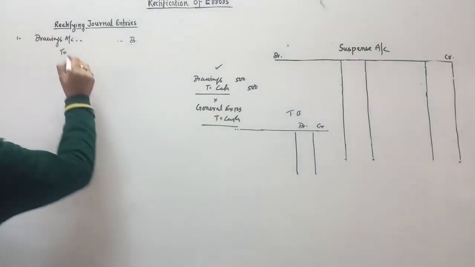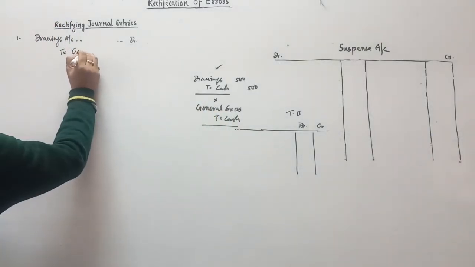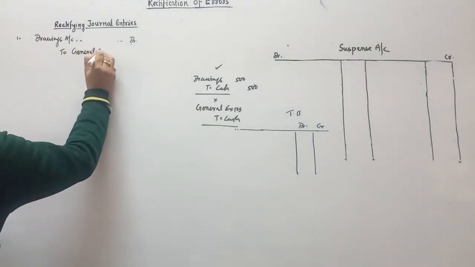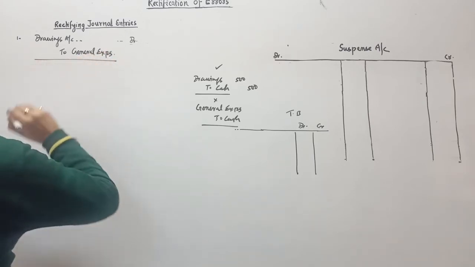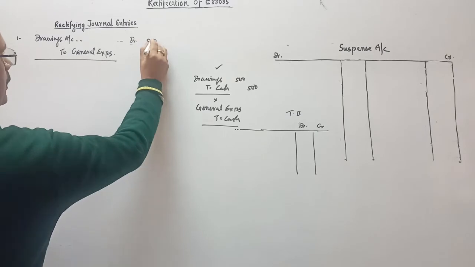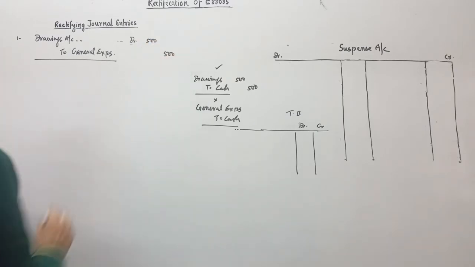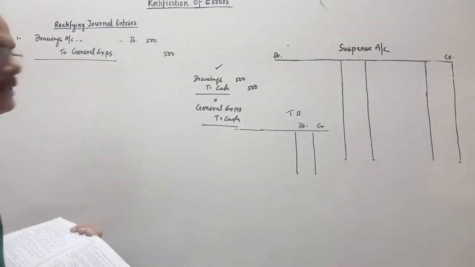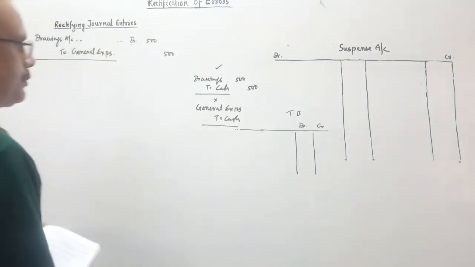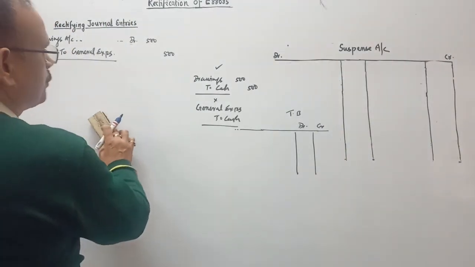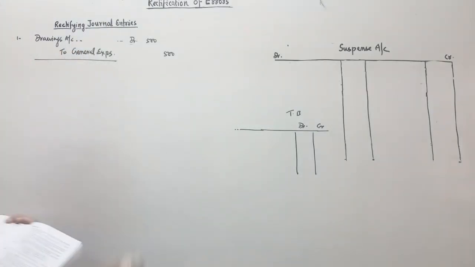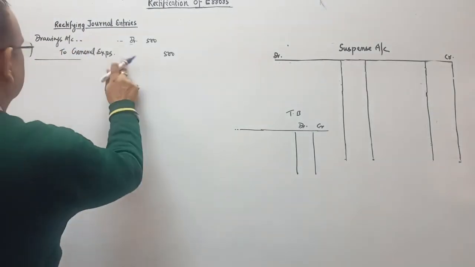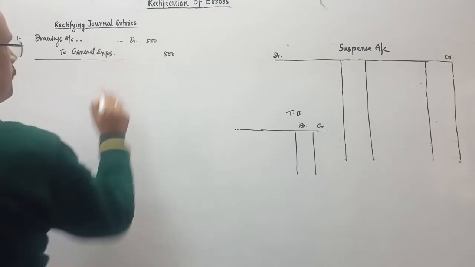Drawings account debit to general expense. The general expense will be cancelled. We'll cancel the ledger of general expense. This account will be cancelled. For cancellation, we have to write in the credit side of the same account. So drawings account debit to general expense. This is the rectification entry. Error is duly rectified.